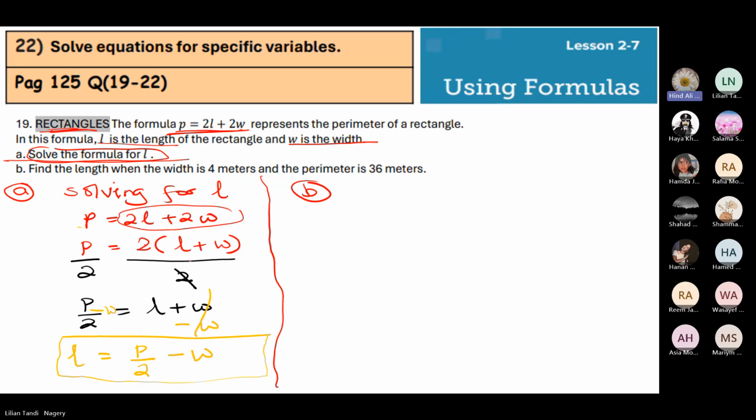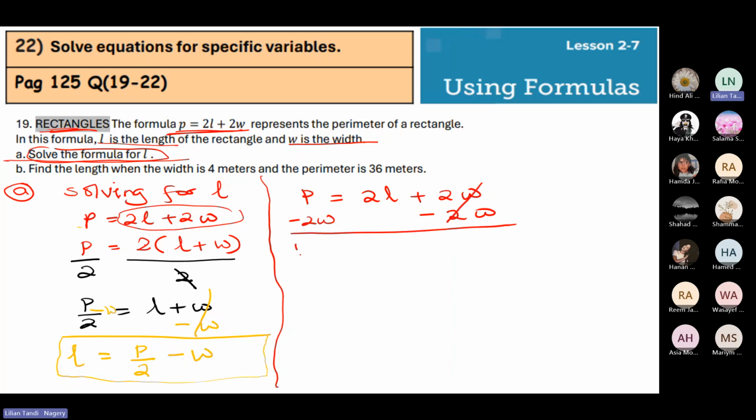Miss, why don't we do minus 2W? No. Okay, let's try that one. Okay, if you don't want to do this method, let's try yours. So we do P equals to 2L plus 2W. We can subtract 2W on both sides. We can do that. So this goes away. P minus 2W equals to 2L.